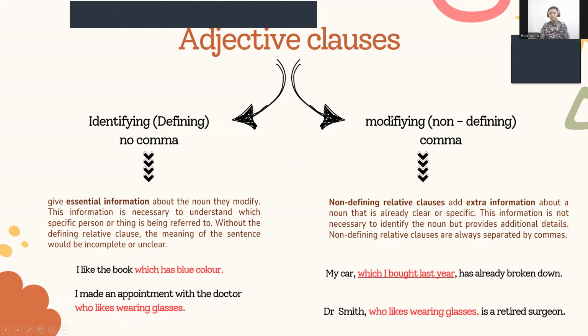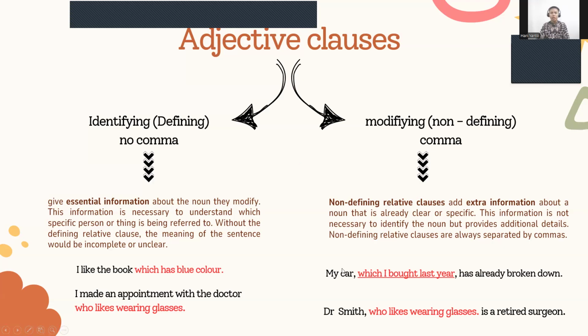The second type is modifying or non-defining. It is commonly indicated by a comma. A non-defining relative clause, or adjective clause, adds extra information about a noun that is already clear or specific. This information is not necessary to identify the noun, but provides additional details. Non-defining relative clauses are always separated by commas.